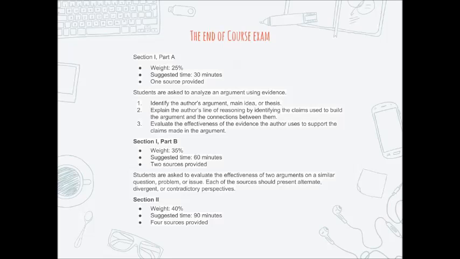Section 1 Part B is weighted 35% and the suggested time is 60 minutes. You have to have two sources. Students are asked to evaluate the effectiveness of two arguments on a similar question, problem, or issue. Each of the sources should present alternate, divergent, or contradictory perspectives. Section 2 is weighted 40%, the suggested time is 90 minutes, and you have four sources provided.